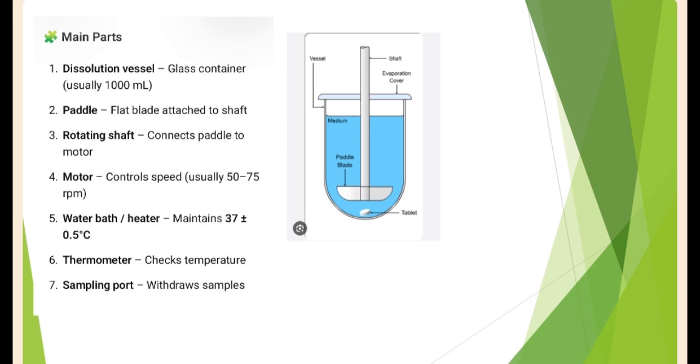Water bath, to maintain 37 degrees. Why is 37 degrees maintained? It means body temperature. Thermometer is used to check the temperature. Sampling port is used to withdraw samples at regular intervals, with a suitable device for withdrawal of sample and a water bath with temperature control, which will maintain the vessel at 37 degrees.